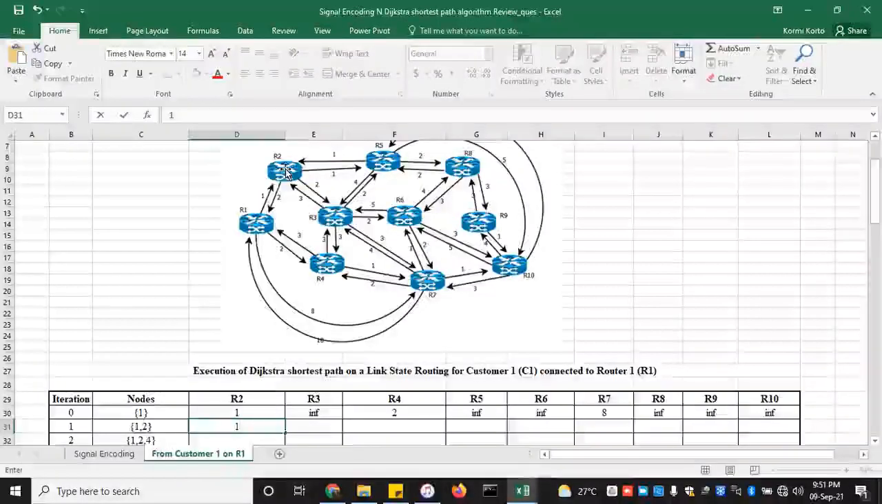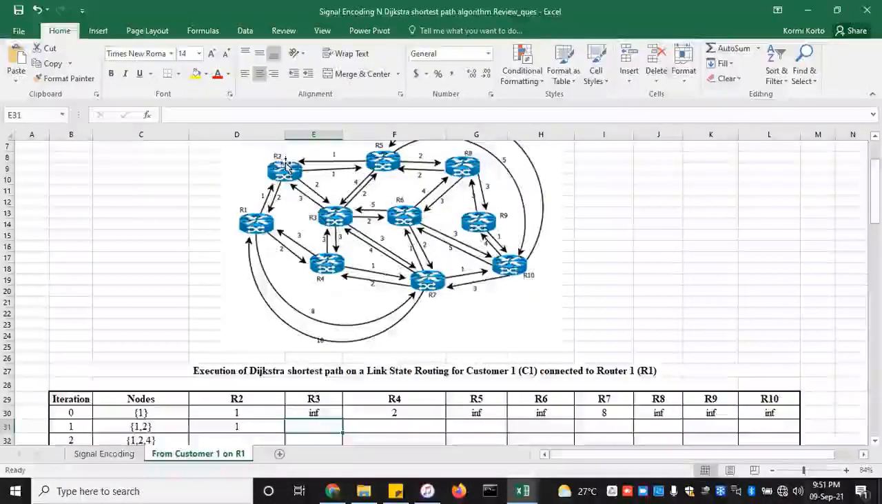Okay, for 3, now you can get to 3 because then you have 1 and 2. You have router 1 and 2, and that can facilitate you to get towards 3 because router 3 is connected directly towards router 2. So in this case, it's not going to be infinite anymore.